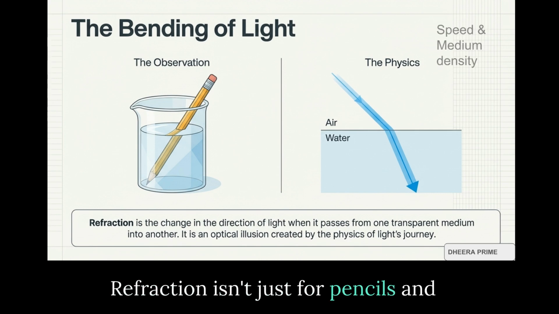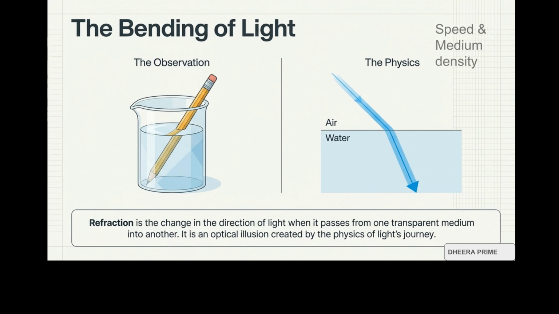Refraction isn't just for pencils and glasses. You see it everywhere. Apparent depth. Have you ever noticed a coin at the bottom of a bucket looks closer than it is? That's refraction lifting the object's image. The broken straw. Similar to our pencil, the change in medium creates a visual disconnect. Atmospheric refraction. Mirages. On hot highways, the air near the ground is hot and less dense. Light from the sky bends through these layers, creating an illusion of water on the road.